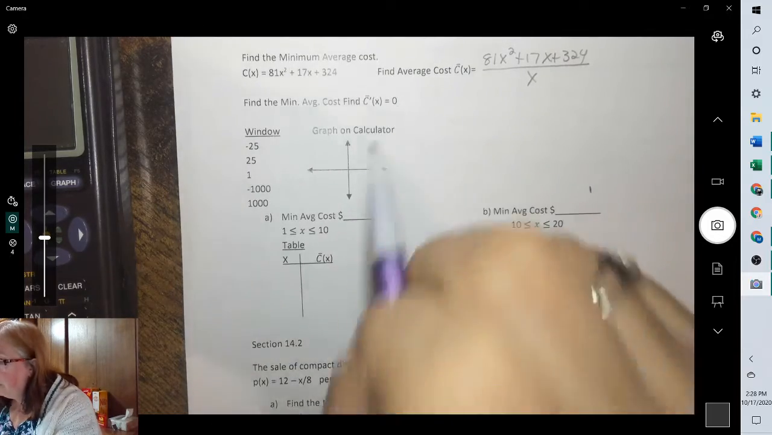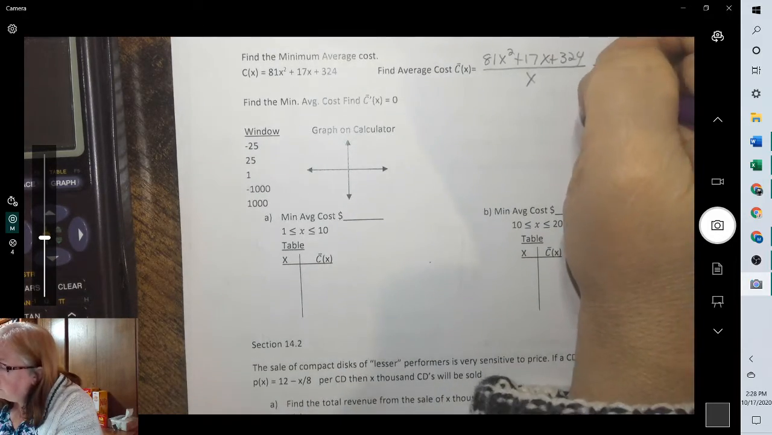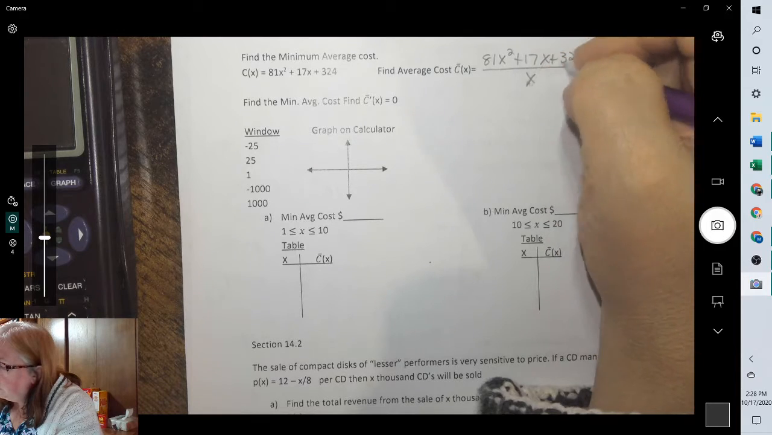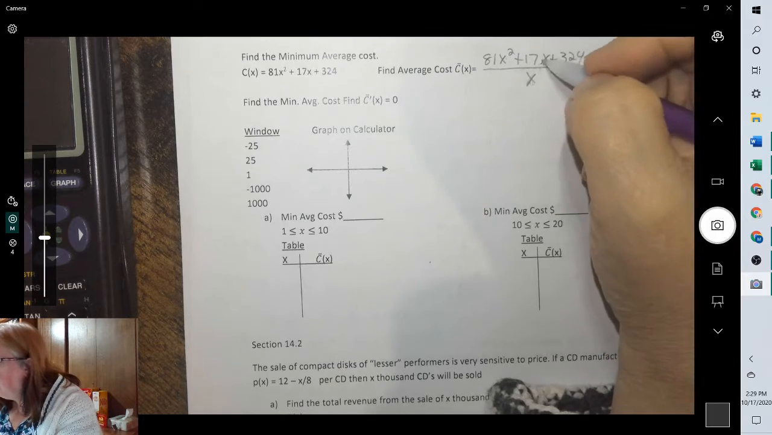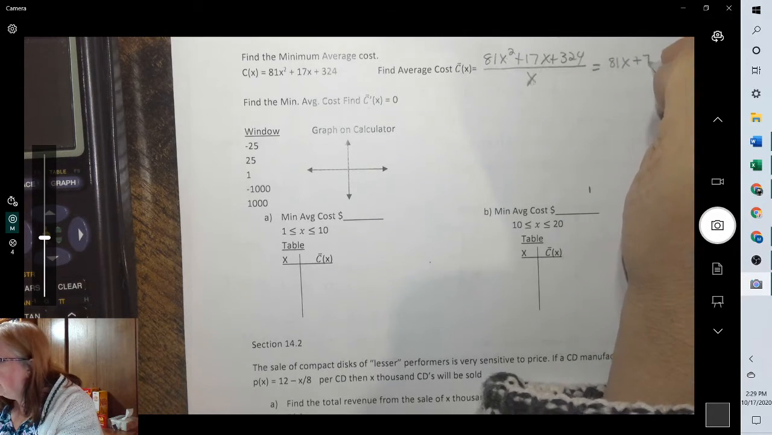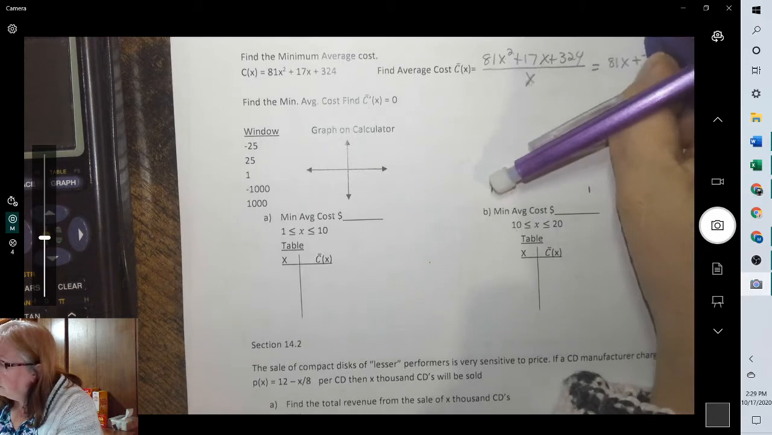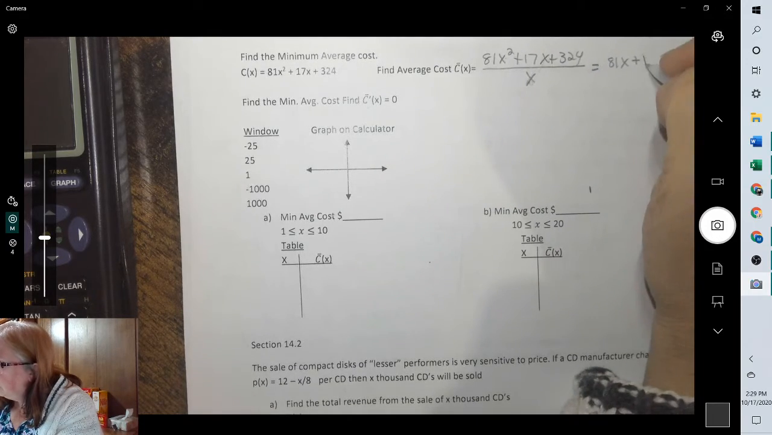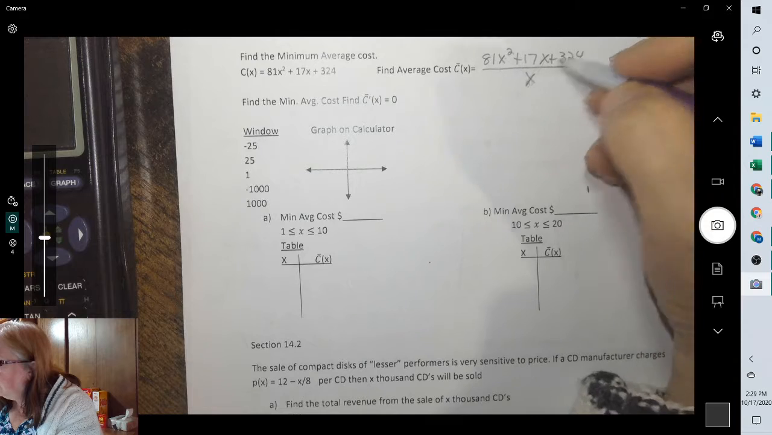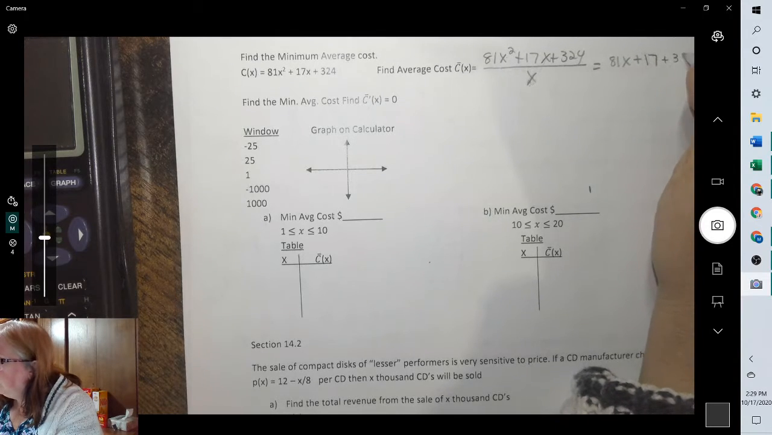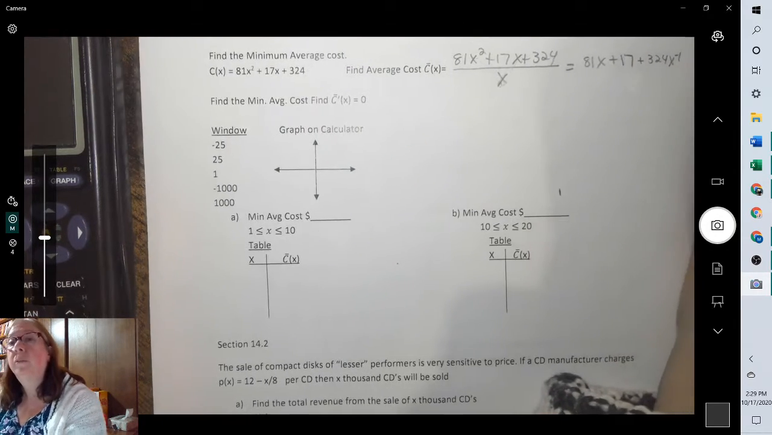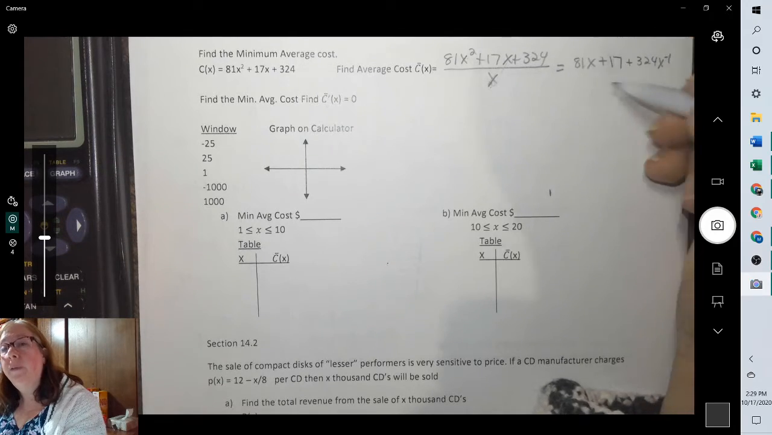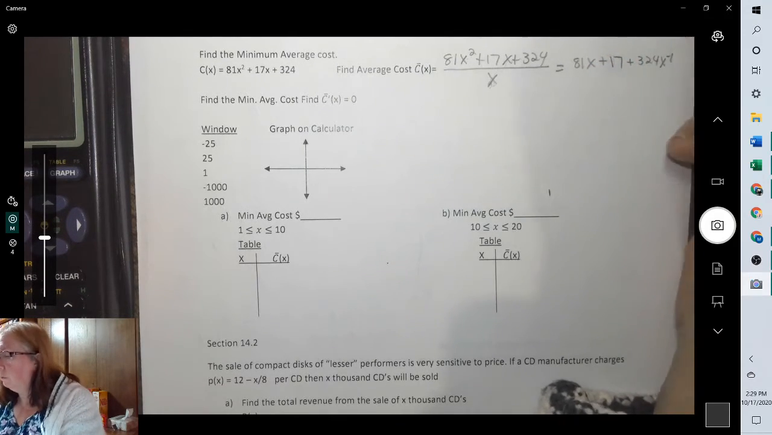to take the derivative and set it equal to 0, it's easier to divide the x into each of them. So if we divide the x into here, we have 81x. Dividing it here, we just have 17. And here, we can bring the x up so that we have 324x to the -1. This is easier to take the derivative of and to simplify later. So I would rewrite it. But if you use this, it's fine also.